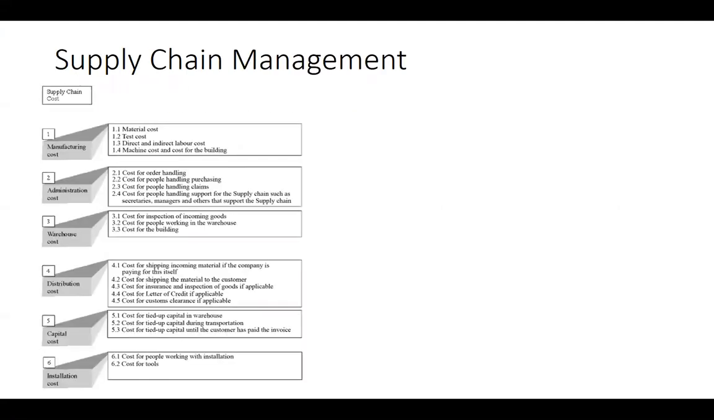So, supply chain management consists of about six areas, and this picture right here gives us a detailed description of what each of those consist of. You got manufacturer costs, administration, warehouse, distribution, capital installation. Now, not all businesses consist of all six areas, or they might, but not to the fullest comparison to other companies. In my company in particular, I'm going to be focusing on manufacturer costs.